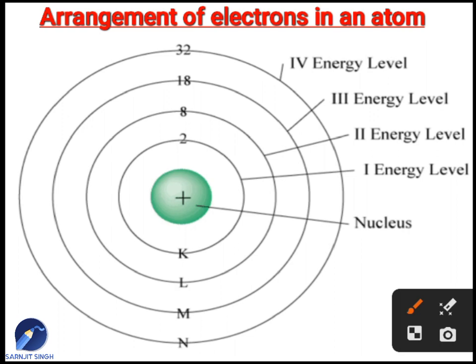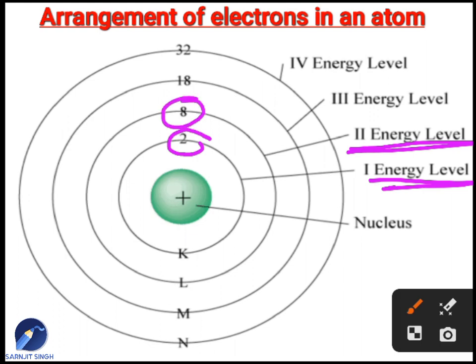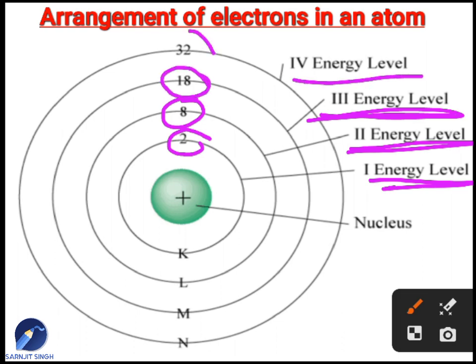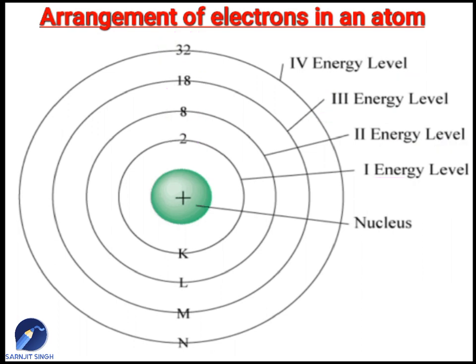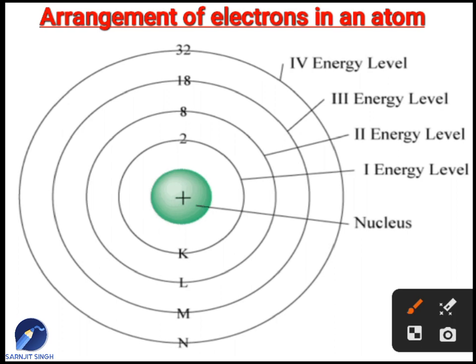Now the maximum capacity of these shells or energy levels to hold electrons. The maximum capacity of the first energy level is 2. The maximum capacity of the second energy level is 8. The maximum capacity of the third energy level is 18, and the fourth is 32. But for an outermost shell, except the first energy level, the maximum capacity of that shell is 8.